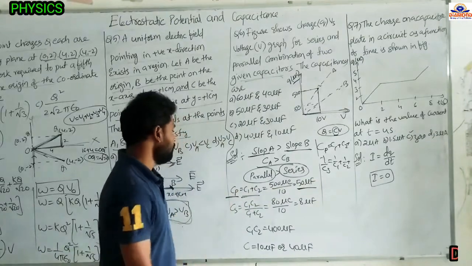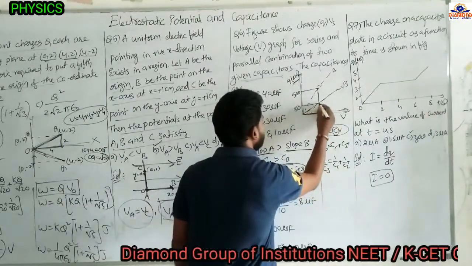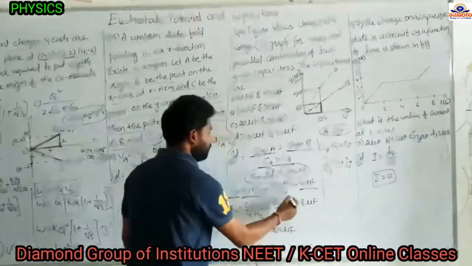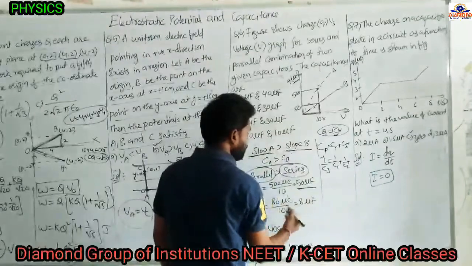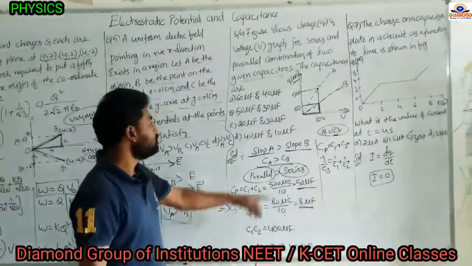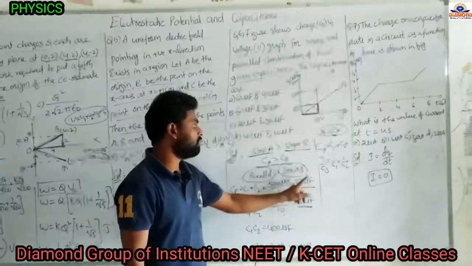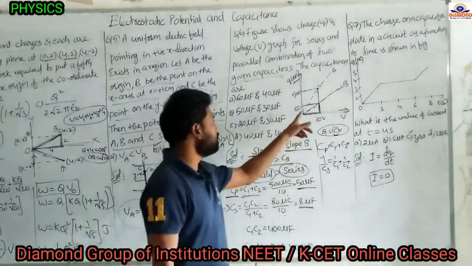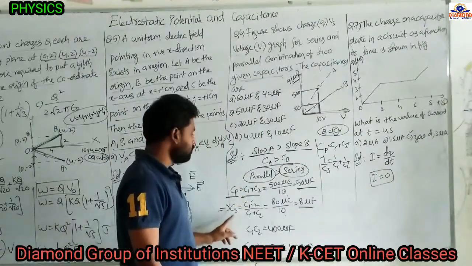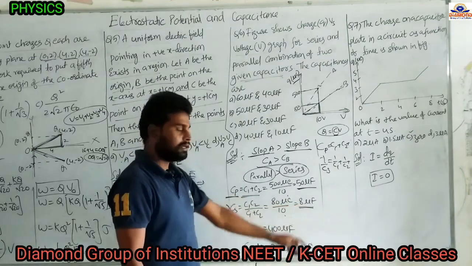Cp we got. Next, we have to find the slope of B. The y coordinate from here to here is 80 microcoulombs, by the voltage 10. From that we get 8 microfarads. So two capacitors in parallel combination, the resultant equals C1 plus C2 equals 50 microfarads, and when the two capacitors are connected in series, the equivalent series capacitance equals C1 into C2 by C1 plus C2, equal to 8 microfarads, which we got.